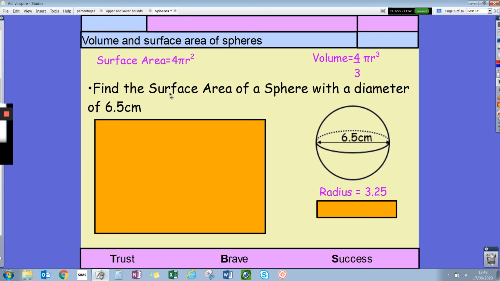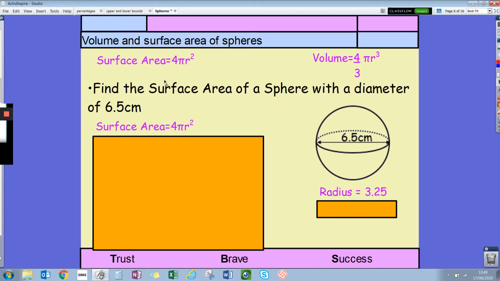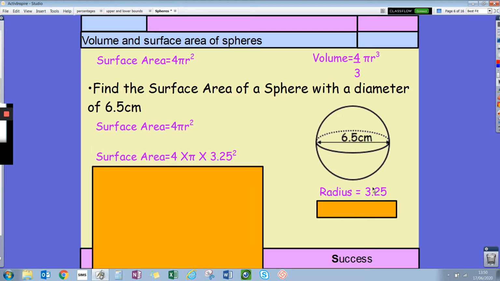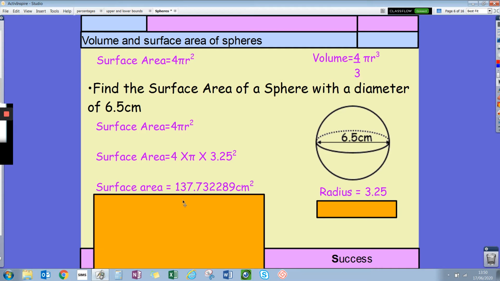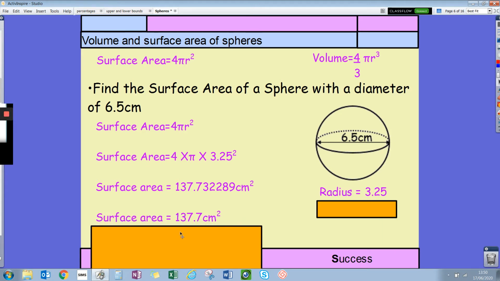So now, to calculate the surface area, we're going to use our surface area formula, 4 pi r squared. And where I see an r, I'm going to swap it for my radius. 4 times pi times 3.25 squared. Pop that in my calculator, and I get 137.732289 centimetres squared, which when I round that to one decimal place, I get 137.7 centimetres squared. And don't forget to keep your units.